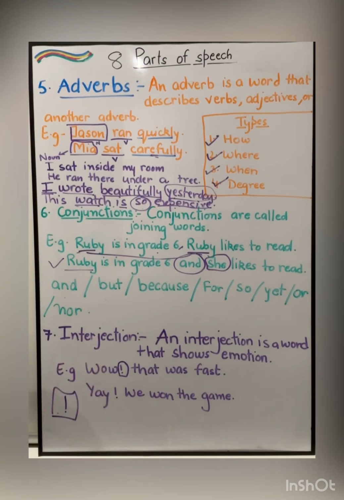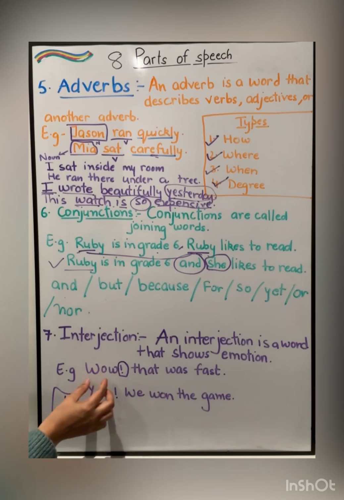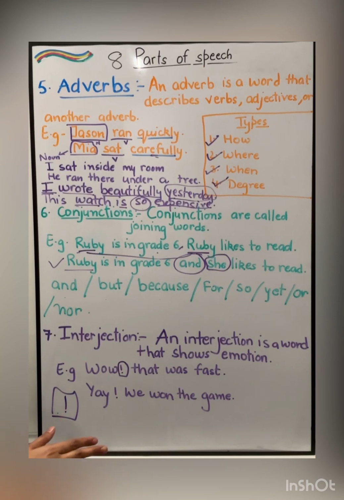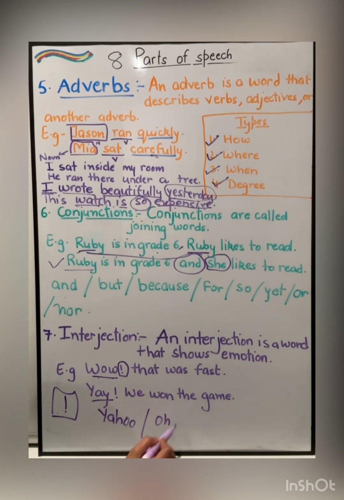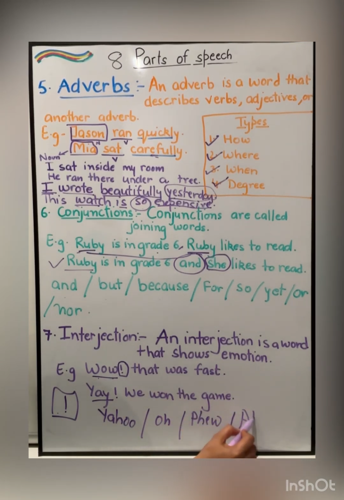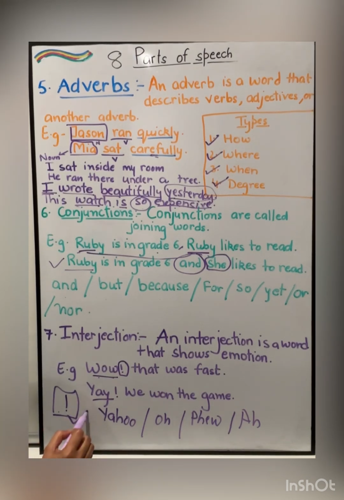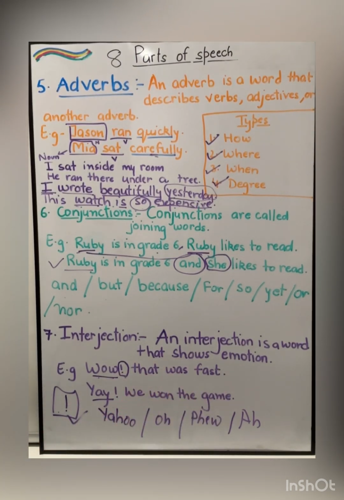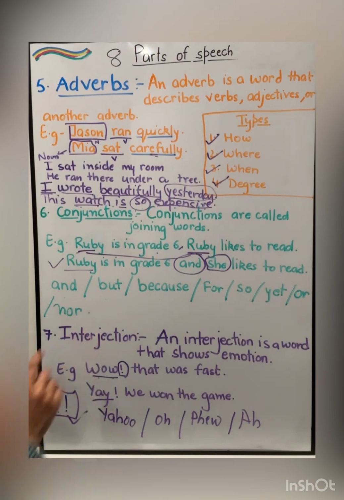But for now, interjections are like strong emotions which can be used anywhere, but in majority they are used in the beginning of the sentence. So after you use words like wow, yay, yahoo, oh, or phew, or ah, we use a sign of exclamation, and then we carry on with the rest of the sentence. That is called an interjection.